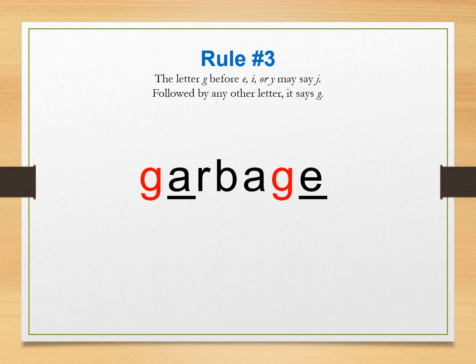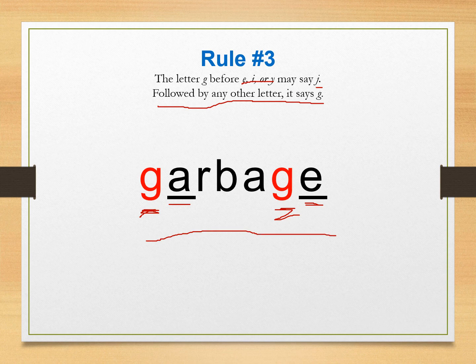Rule 3: The letter G before E, I, or Y may say J. That second G there is before an E, so it says J. Followed by any other letter, it says G. And this G at the very start of the word is followed by an A. A is not an E, I, or Y. So it says G. Garbage.